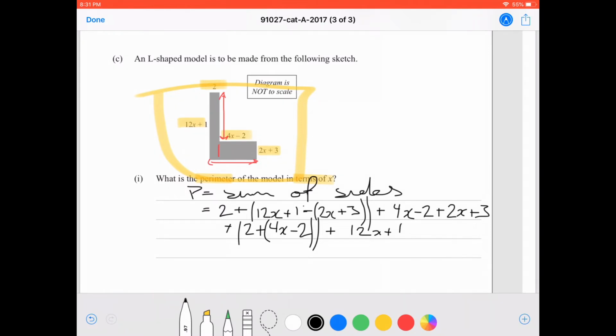So, just conscious of the amount of room we've got here, let's collect like terms and expand brackets at the same time. So, we've got 2 plus, and when I say collect like terms, I mean, so we've got our single digits, and we've got, obviously, our terms with x in them, okay?